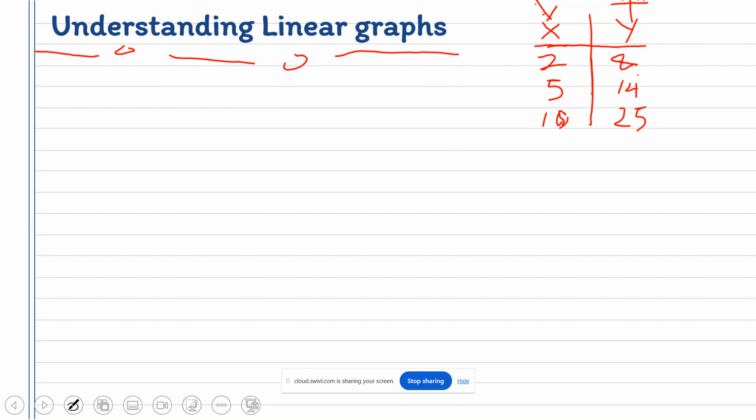The next thing you want to do is to insert. If you're using Excel, you're going to insert a graph. You have to choose a graph that has X values and Y values. If you're not using Excel, you just need to have your graph sheet. A graph sheet is normally a plain sheet that has a lot of grids.